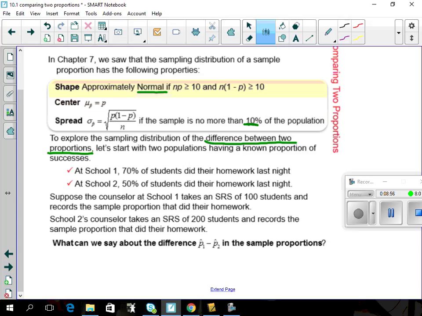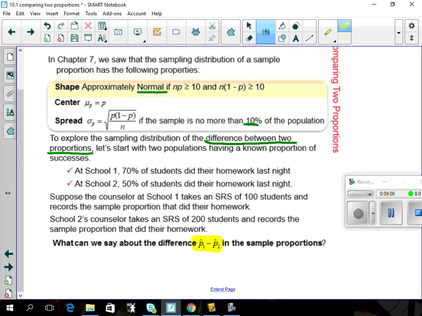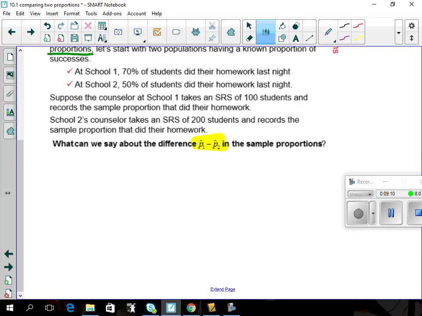And notice the notation. What can we say about this? Let's look at the situation. We have school 1, school 2. What is p hat 1? Looking at the information given to you. Okay, so, nope, not 0.7. 0.7 is the regular p, isn't it? Isn't that just the parameter that's stated? So we look, this information tells us p hat.